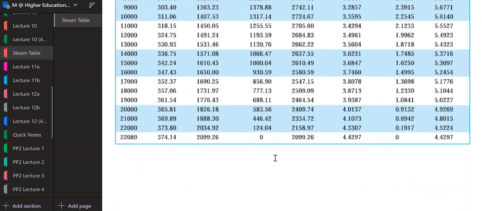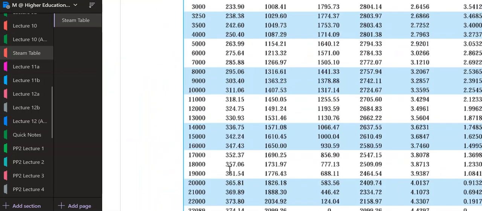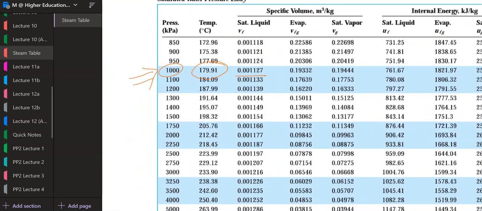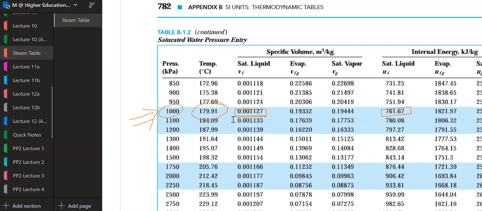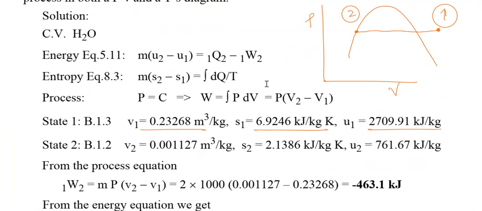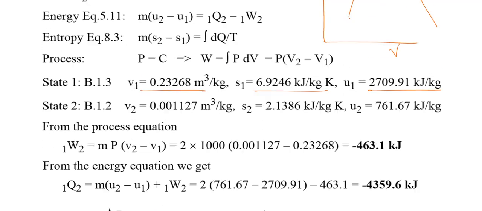Obviously, there's another steam table for the other values. At 1000 kPa, with saturated temperature 179, we have got the saturated liquid volume and the saturated liquid internal energy over here, and on the other page we have the saturated liquid enthalpy if we need it, and the saturated liquid entropy. So 2.1386, and the volume is 0.001127, and the internal energy is 761.67. So going back to the question, at state 2 we have the volume v2 which is 0.001127, the entropy, and the internal energy 761.67, as we have checked. So that's again a simple problem.